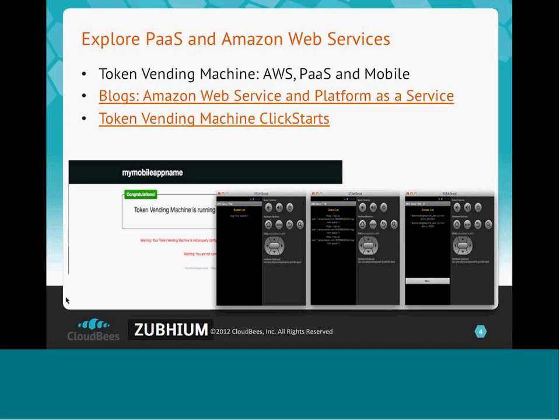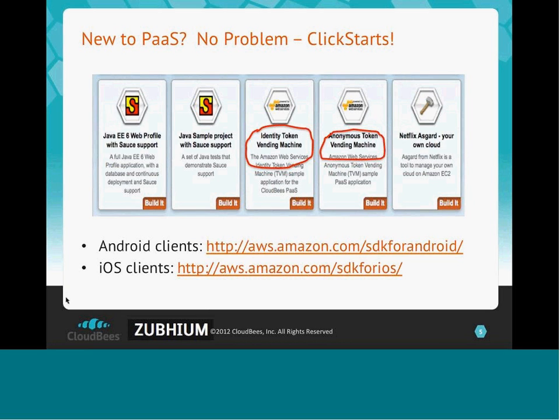So it's a very interesting example about how mobile developers are working with platform as a service and the underlying Amazon infrastructure as a service to do really interesting things. If you have a look for that blog, you'll see in the slides we have all the links there, and we also have a set of ClickStarts. So if you sign up for cloudbees.com, I'll show you how to do that just at the end.